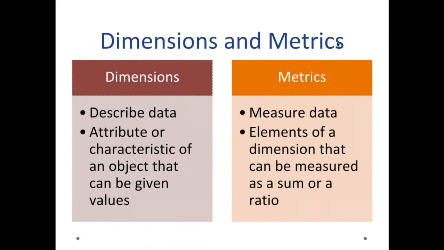So within Google Analytics, there's two main buckets of data. The way to think about this is you have one bucket that's dimensions, and you have one bucket that's metrics. So dimensions are basically descriptors. These are things that describe the data. So you're essentially attributing a characteristic of an object that can be given values. An example of a dimension could be page, or city, or landing page. Metrics are the countable things. So these are the numbers that you actually pull in Google Analytics. So elements of a dimension that can be measured as a sum or a ratio.